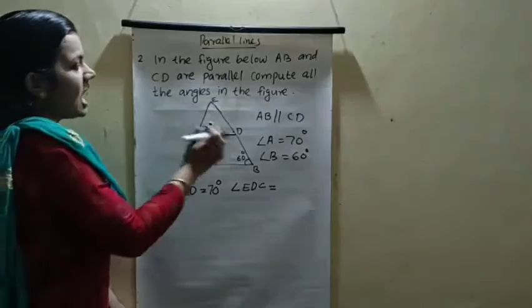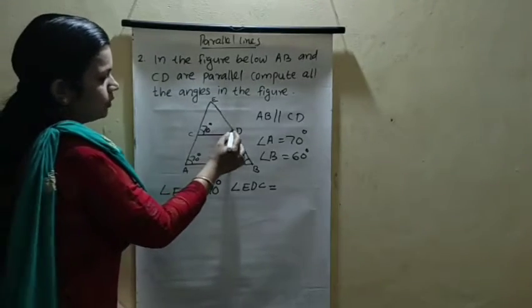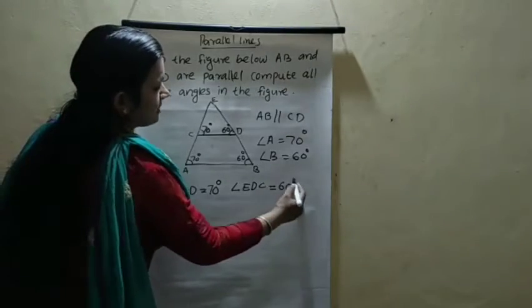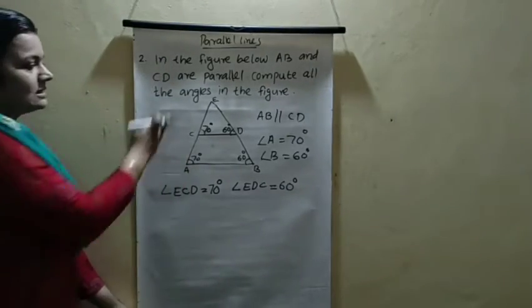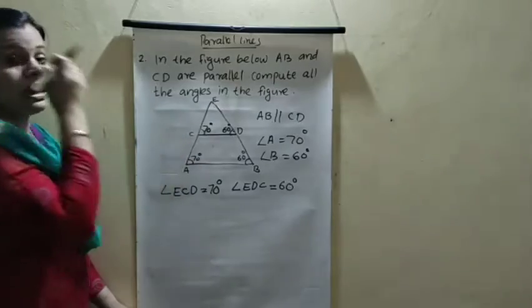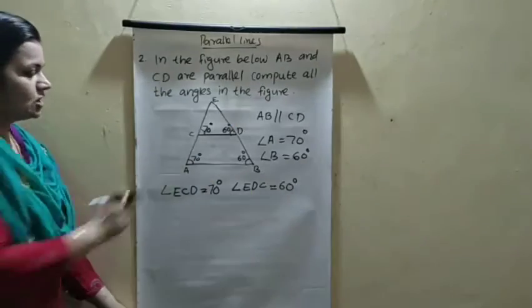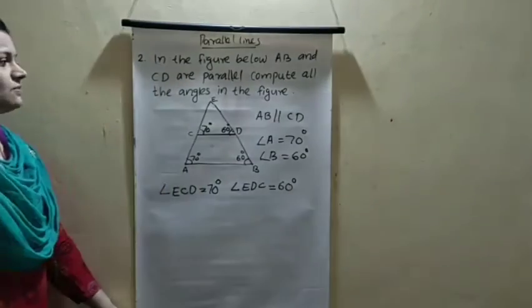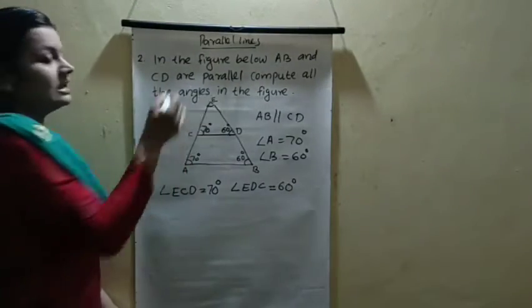So we can write angle EDC is equal to 60 degrees. We got another two measurements here, because these are corresponding angles in the same position. So 70 degrees, 70 degrees, 60 degrees, 60 degrees. Next we want to find out this angle E.